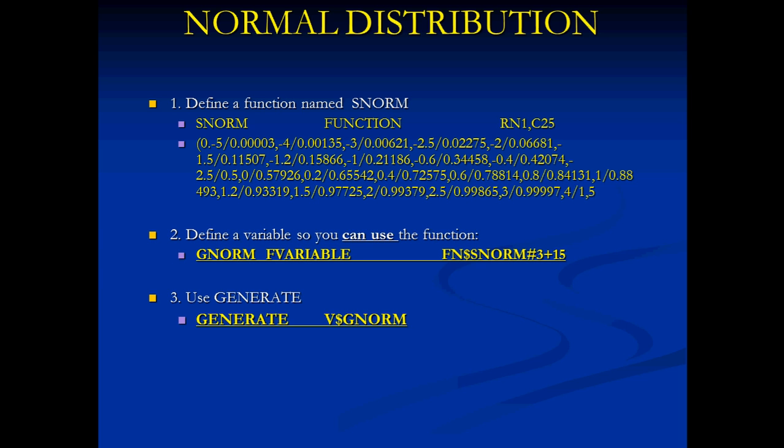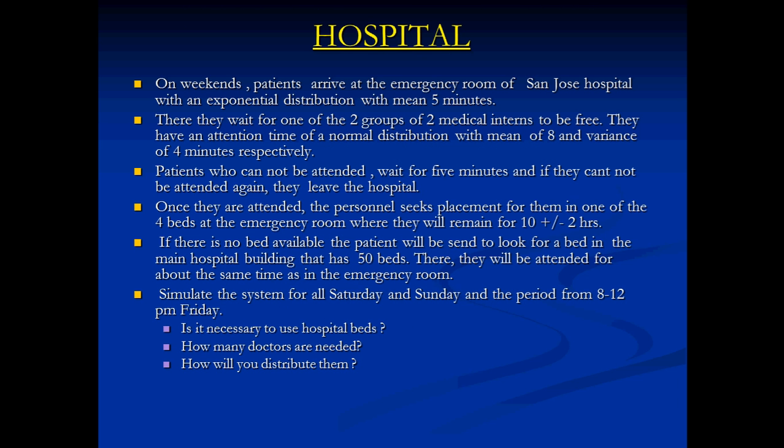And we use it. We don't use the normal distribution, but we use the variable that represents the behavior of the normal distribution. In this case, we are going to generate transactions behaving like the gnorm variable. The gnorm variable being a variable for a function named as norm with an average of 15 and a standard deviation of 3. And as norm is a normal function. With this in mind, we are going to go to the next example.